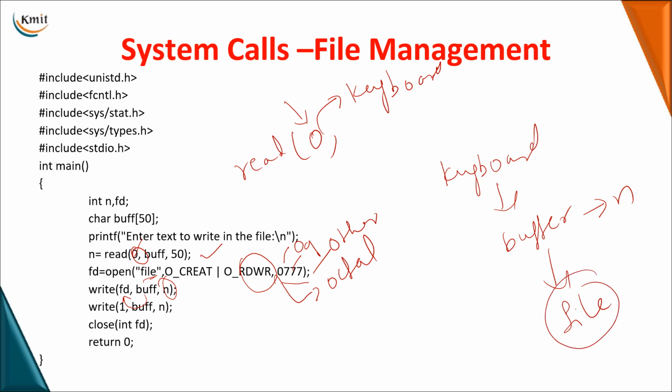But how do you display this data? You have to again write it onto the monitor. So what is the operation I need to use here? Write operation. And if you want to write onto the monitor without a file, you specify it as 1, from where you have to take the data again from the buffer, and the number of characters that are to be written onto the monitor. You'll just close the file.